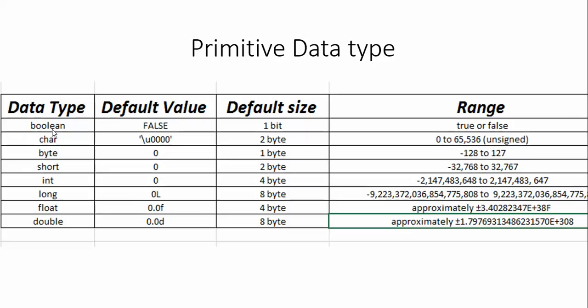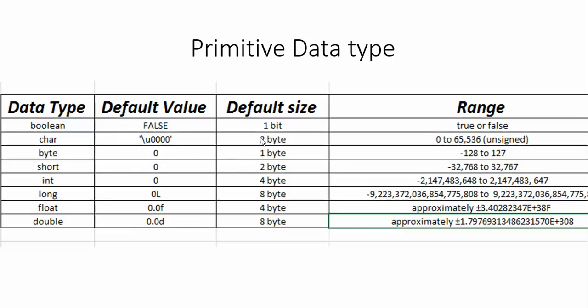We have Boolean. Boolean will accept true and false. So if you see the right hand side, we have the range. It will only accept true and false. It will take default size as 1 bit, and by default it contains value as false. We'll write a program for this. As of now, we'll just do a walkthrough for all the data types.